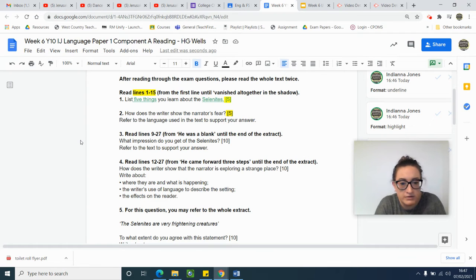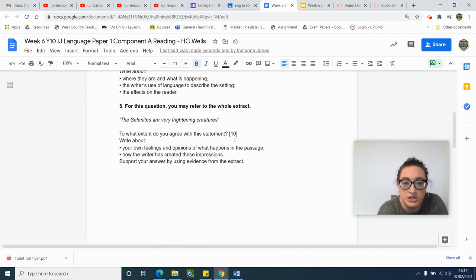So 2 is about the narrator's fear. 3 is about the impression that you get of the Selenites. 4 is about how does the writer show the narrator is exploring a strange place that's kind of new to him. So you think about the way the narrator is saying things, but also the things that he's describing. And then question 5, this question you might refer to the whole extract. It's a statement question. The Selenites are very frightening creatures. To what extent do you agree with the statement?